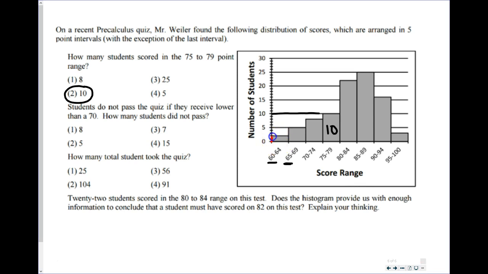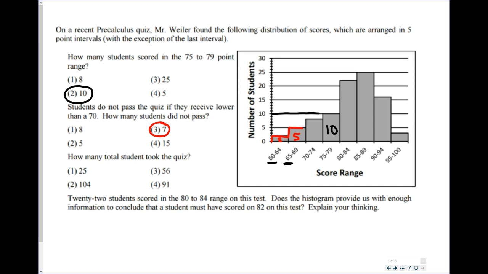So I really am only looking at these two bars right here. This one right here, and this one right here. When I look over, that's 1, 2. So that has 2 students that scored there. And this one hits right at 5. So I've got 5 students there, which gives me a total of 7 students that did not pass this quiz.